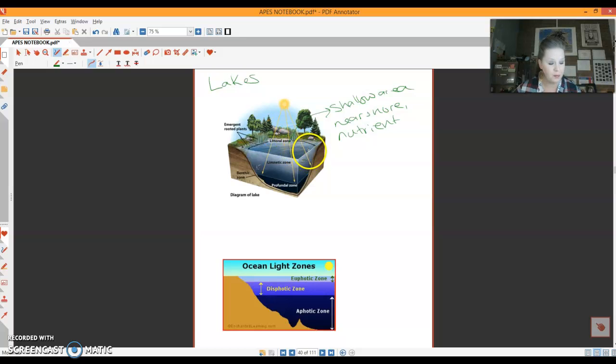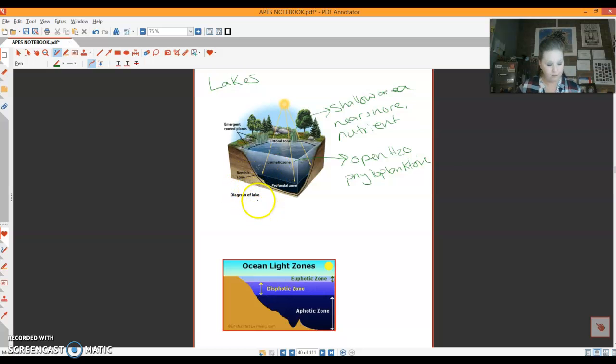Okay. Now, when we get further away from the shore, so in more of the open area of the lake, this is going to be called the limnetic zone. The limnetic zone is open water, so open H2O. And this is where we find the phytoplankton. Remember, the plant-based plankton, okay?